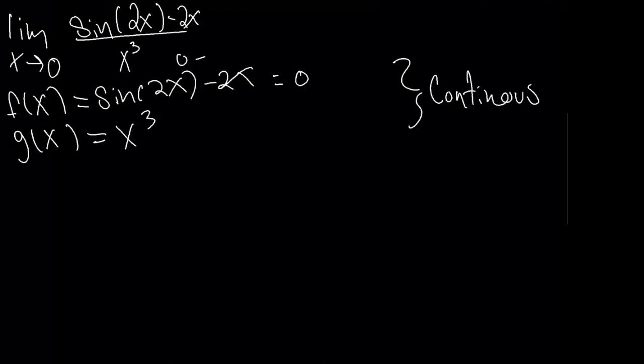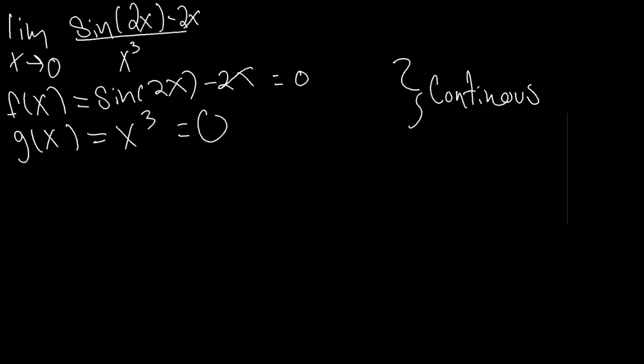There's going to be 0 minus 0, and x cubed is just going to be 0, right? So we don't even have to plug it in. We don't have to plug 0 into x to know that it's going to be 0, because we know that literally anytime we have 0, it's just going to be 0. So therefore, we stated that it's continuous. We stated that they're equal to 0.